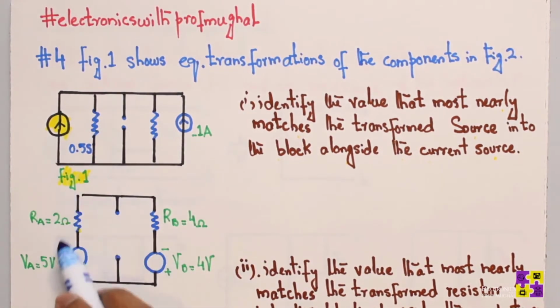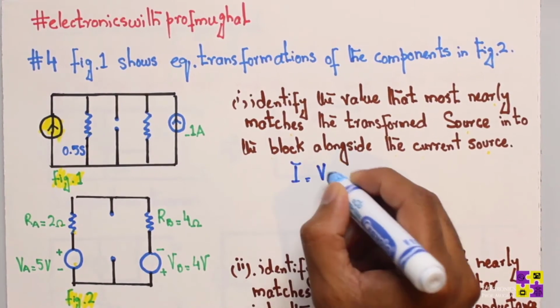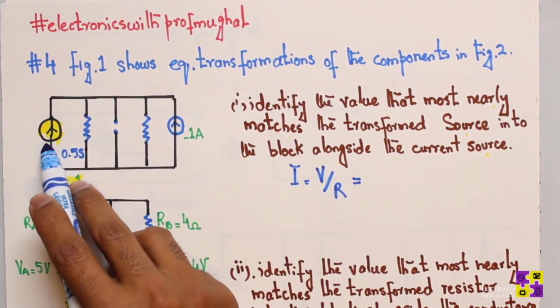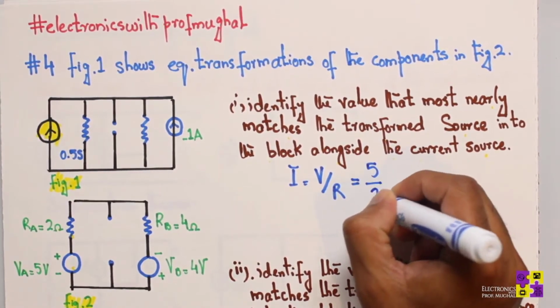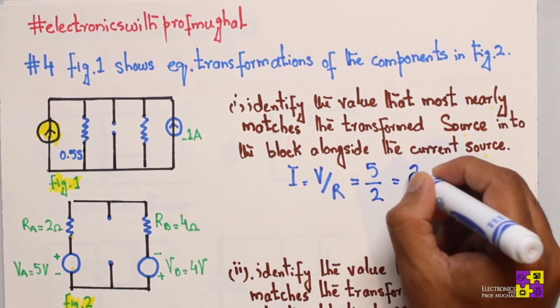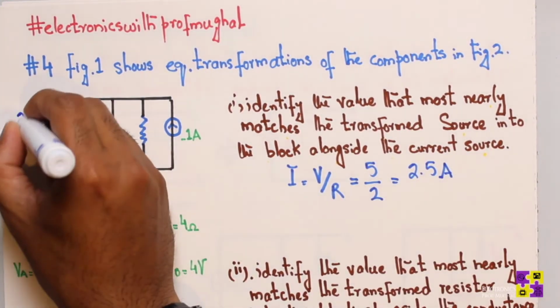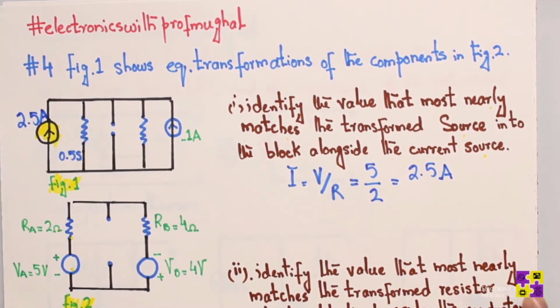So here, if we can just simply apply Ohm's law, where I equals V over R, that would give us the value for the current source, V being 5 and the resistor being 2 ohms. That is simply just going to give us 2.5 amps, and hence this was pretty simple. We have 2.5 amps of source over here, correct?